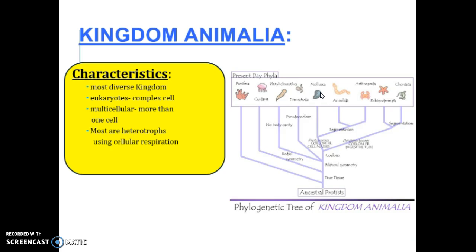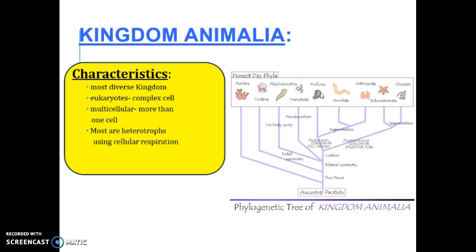Last but not least, kingdom Animalia. I'm saving the best for last here. They have the most diverse amount of organisms. Their multi-branching phylogenetic tree includes just a sample of the organisms found in kingdom Animalia. This should resonate with you because this is where we live. This is our kingdom, the most diverse kingdom. We're complex cells, we're eukaryotes, and multicellular, which means we have more than one cell, which obviously we have in our bodies.